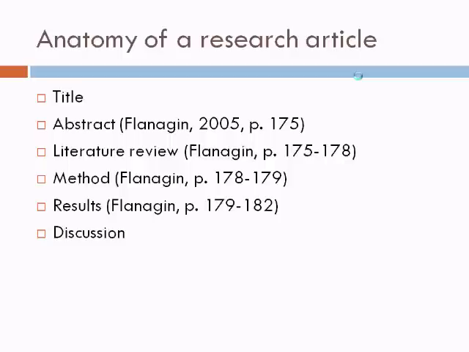The abstract is followed by the literature review. On Flanagan, this goes from page 175 to 178. It is rarely headed by a title, literature review. Instead, the author simply starts writing, and sometimes the sections of this portion of the paper have subheadings depending on the different topics that the author discusses. The purpose of the literature review is to summarize, as the name says it, the literature, the research publications that have already been published in other periodicals, in other books and journals, to tell the reader what the scholars already know on the topic, what has been discovered already on the topic.